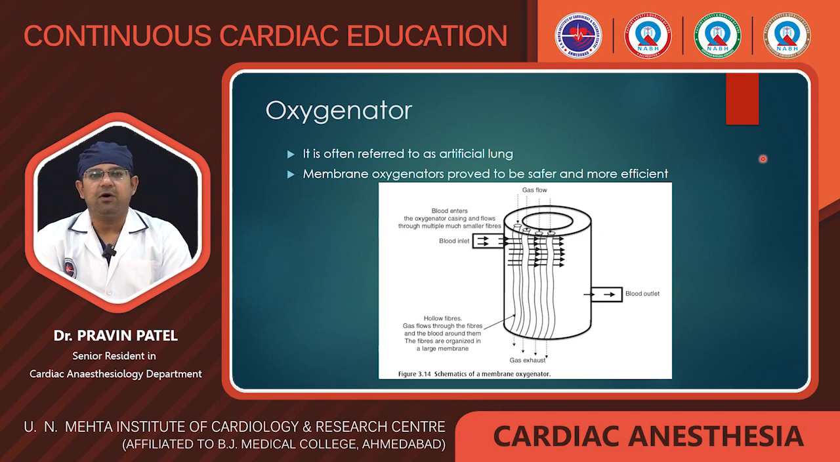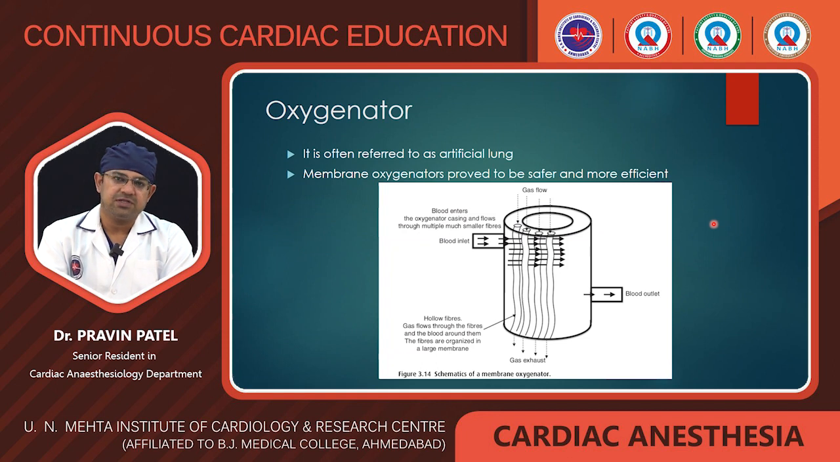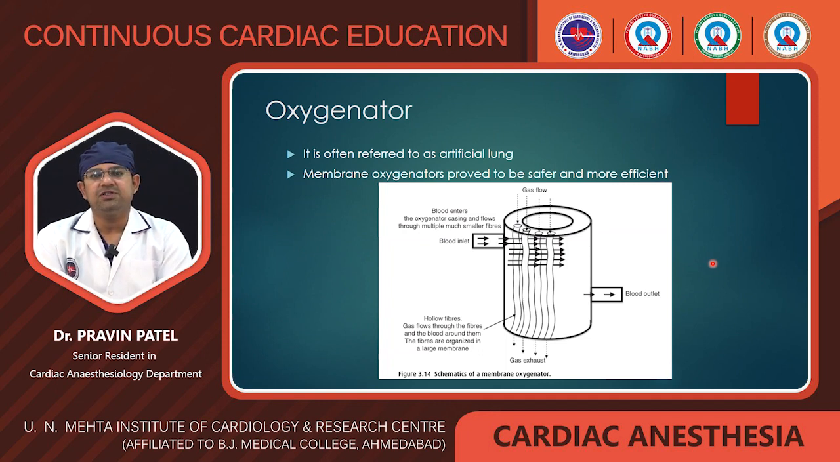Another component is the oxygenator. It is often referred to as an artificial lung. However, it is not a proper lung, because the lung has other functions apart from oxygenation. The membrane oxygenator proved to be safer and more efficient. There are basically two types of oxygenator. One is the bubble oxygenator and another is the membrane oxygenator. The problem with the bubble oxygenator is there is a high risk of air embolism. However, the membrane oxygenator is very efficient, especially in its oxygenation function.